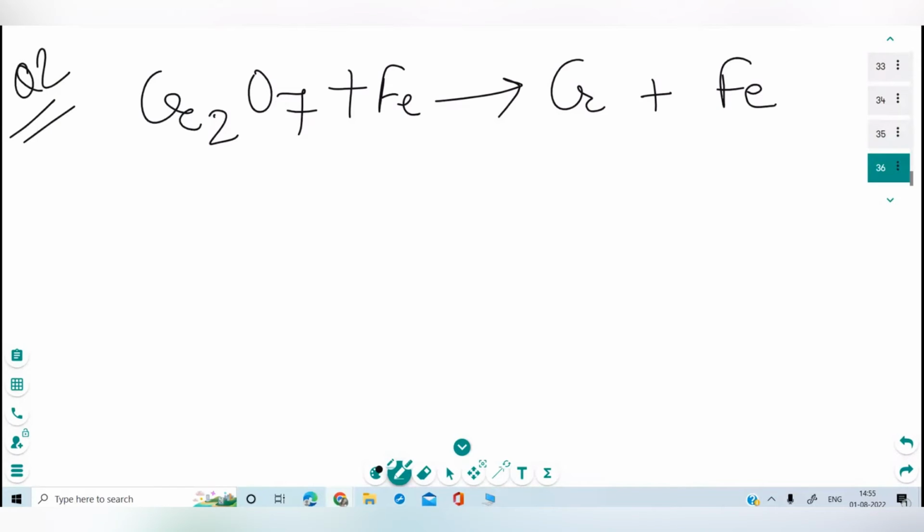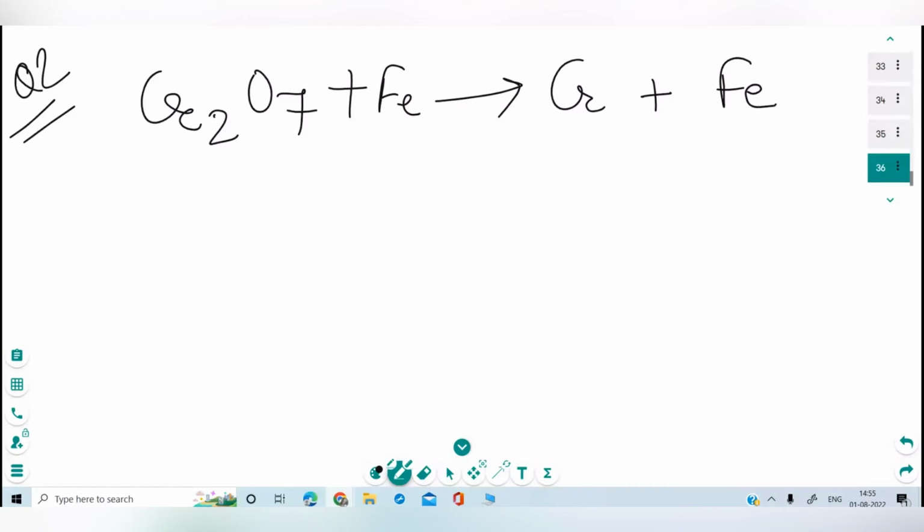Cr is oxidizing and Fe is reducing? It's just a guess. Now you have to apply all those rules to find which is reducing. So first you have to give the charges. No guesses. Okay, I'll tell you how to do this. Don't worry.